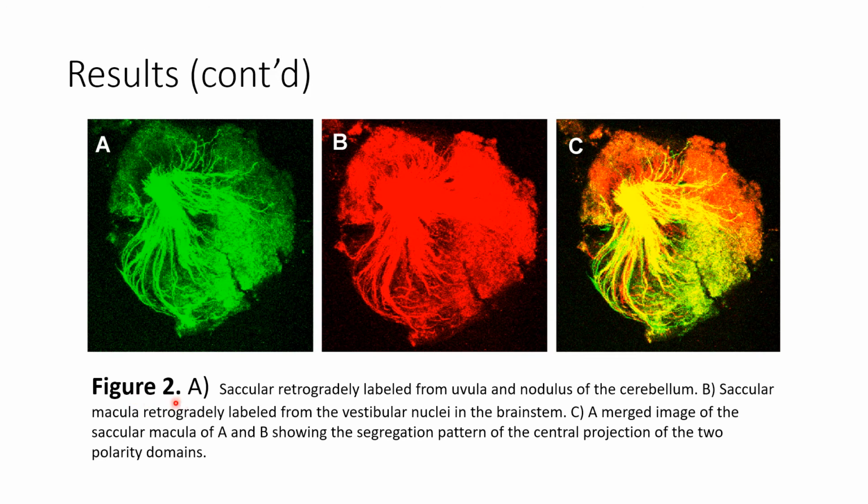Here in Figure 2, you're looking at the saccular macula. Images A and B show labeling for projections going to the cerebellum and vestibular nuclei respectively. Image C is a merged image of A and B, which shows the comparative segregation pattern. Notice how in the saccule it appears that the cerebellar projections are more so located within the striola, whereas brainstem projections are located outside the striola. This contrasts with the utricle, which showed the opposite projections of the polarity domains.